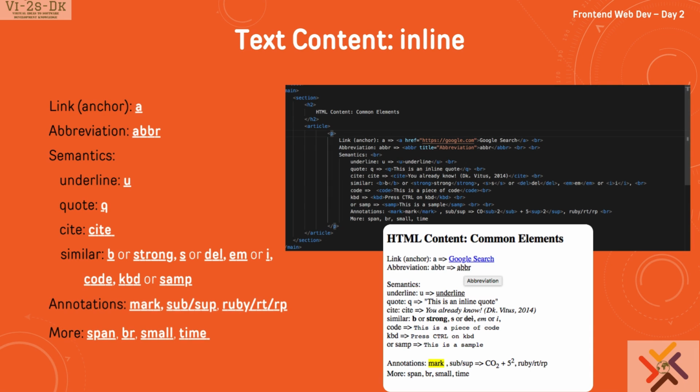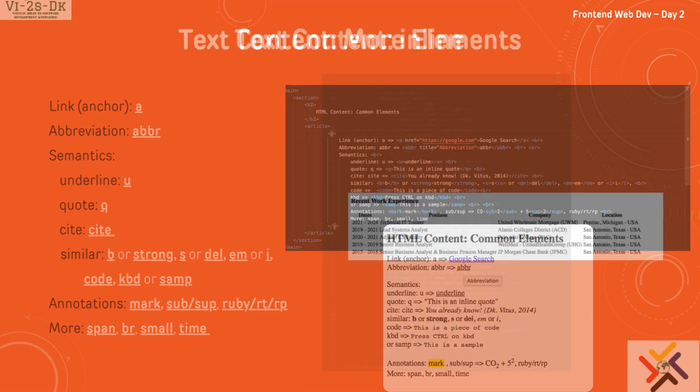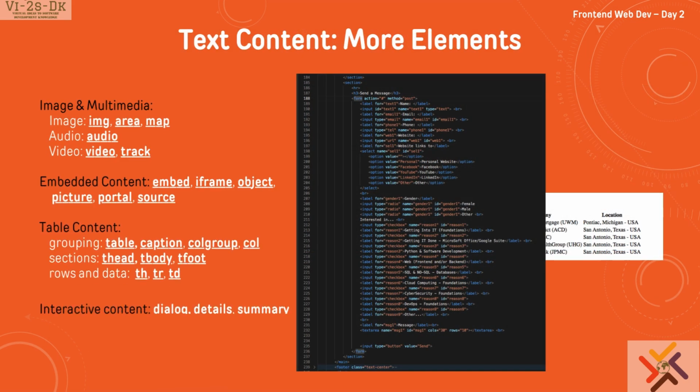Other elements do not take the entire width of the page. Those elements span just a section of the width. For instance, links, abbreviations, semantic elements like underline, quote, cite, and so on, and also annotations like subscript, superscript, and highlighting using the mark element. Other elements that you get to use include span or line breaks, small, and also including datetime features.